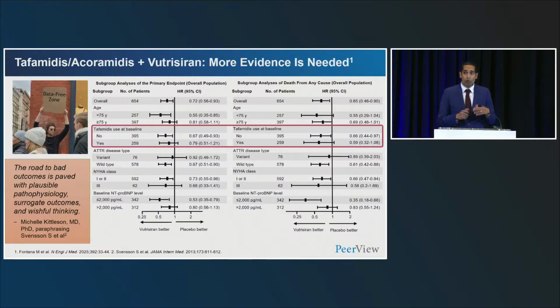And so that might make us want to think that we should be doing both therapies, but I love this quote from Dr. Kittleson: "The road to bad outcomes is paved with plausible pathophysiology, surrogate outcomes, and wishful thinking." So we are not there yet. That's copyrighted, just kidding.